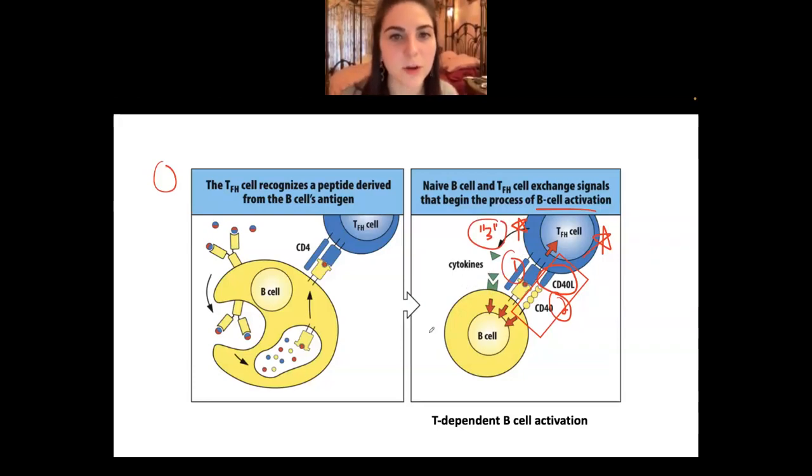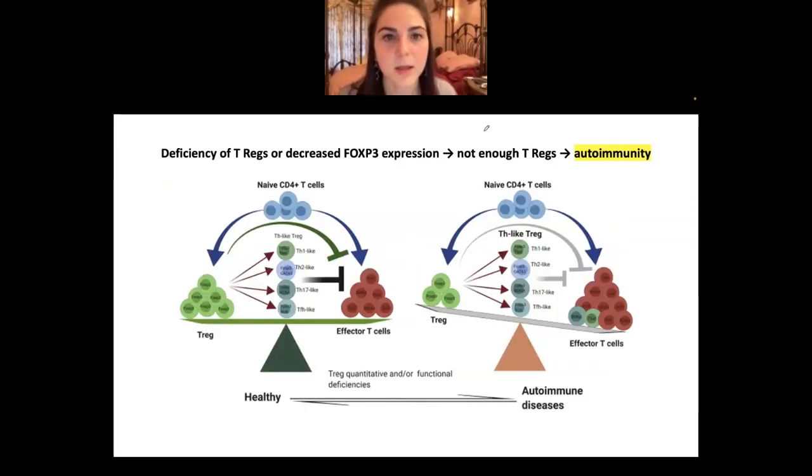So super important for your T-dependent B cell activation. Okay, so that's your follicular helper T cell. And then T regulatory cells, let's say we have a deficiency of T regulatory cells in general, or there's an issue with the gene coding for this transcription factor, FOXP3. That's going to disrupt this balance, and it's going to tip to the side of having more autoimmune diseases.